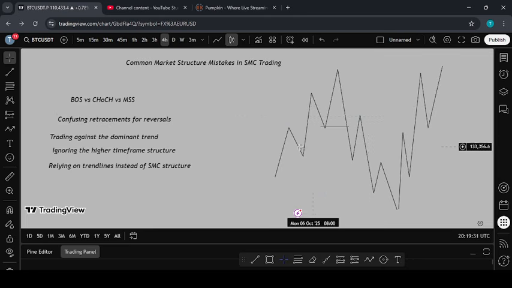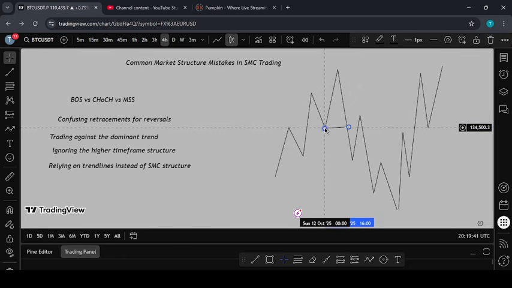Now, a lot of people, where does this mistake destroy traders or affect their particular trade? Whenever you're seeing a change of character and you're calling it a break of structure, right?